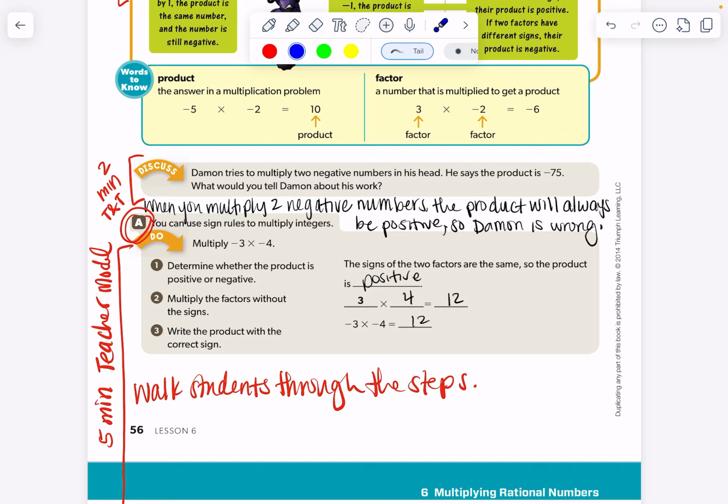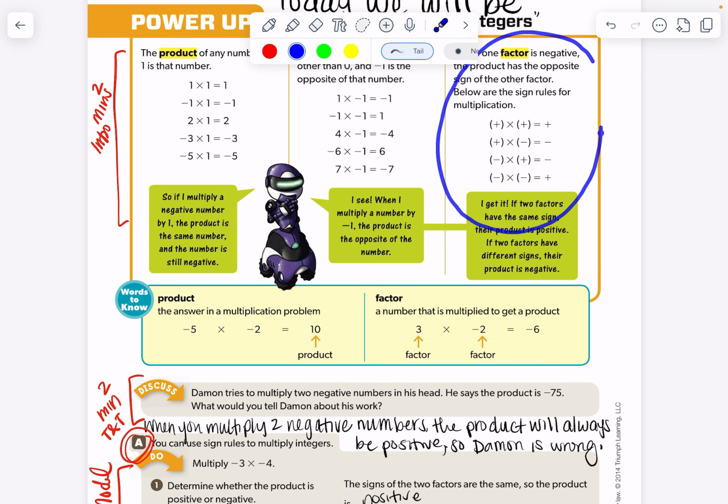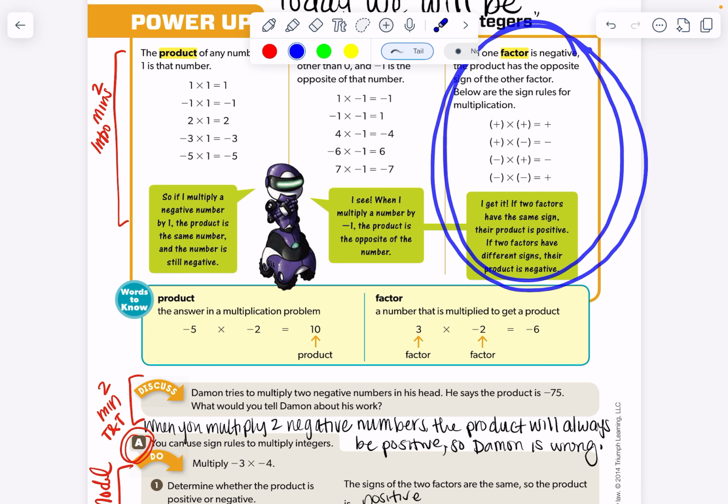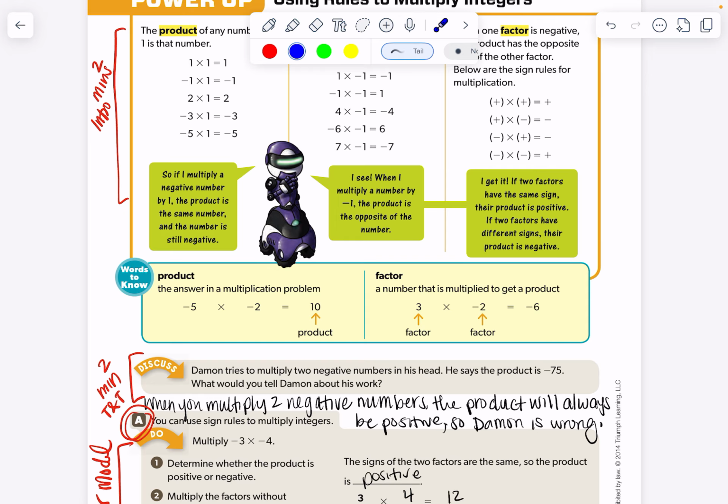Damon tries to multiply 2 negative numbers in his head. 2 negative numbers, right, being multiplied. So we want to think, okay, my rules around multiplying numbers with positive and negative signs, students should be looking here to figure out their response already, right? He says that the product is negative 75. What would you tell Damon about his work?